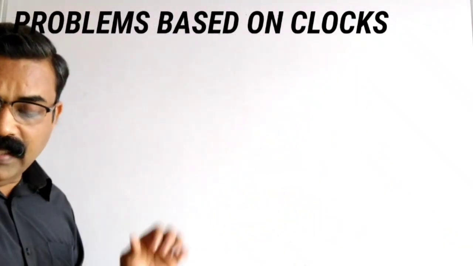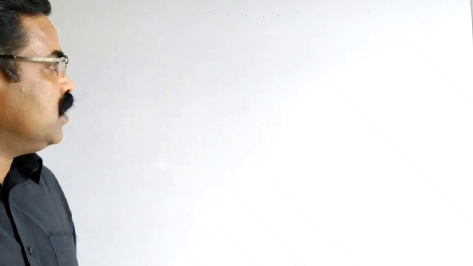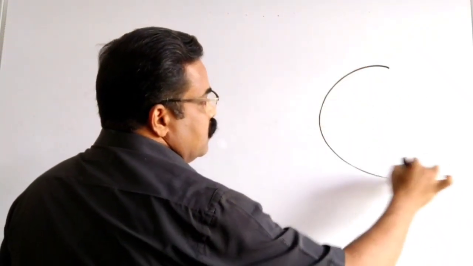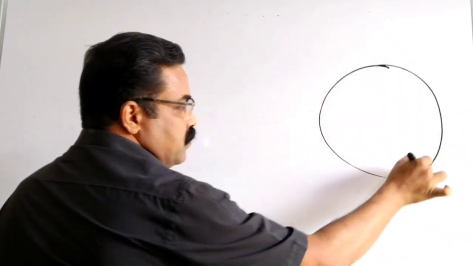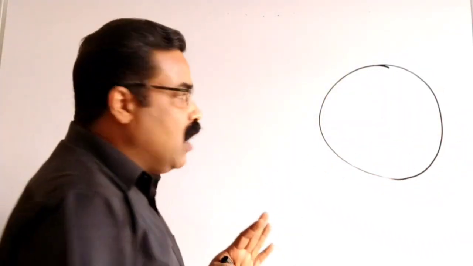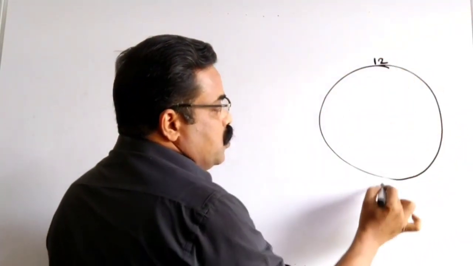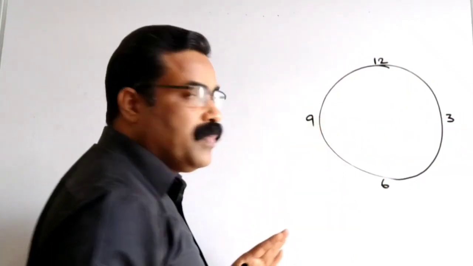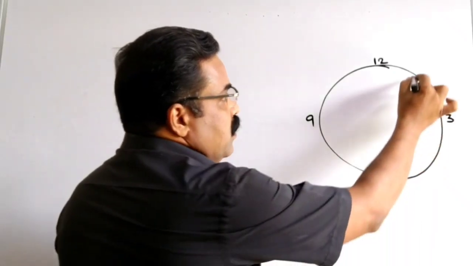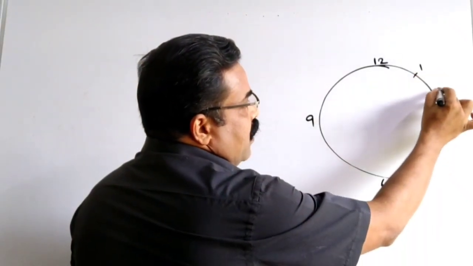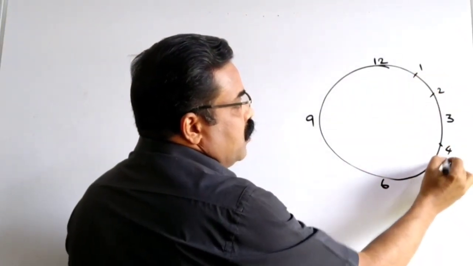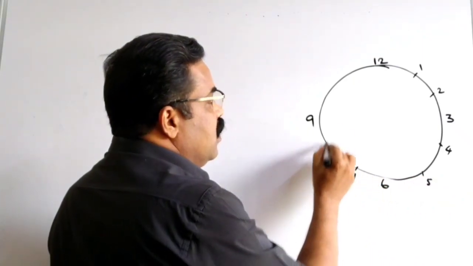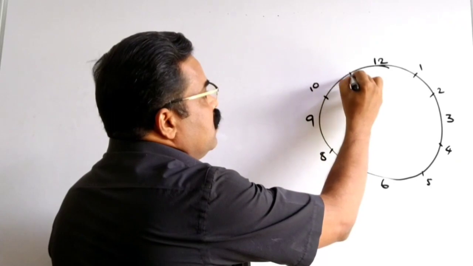When we talk about the basic concepts of clock, students, let us take this as a clock. We have 12, 6, 3 and 9, and let us mark it here as 1, 2, 4, 5, 7, 8, 10, 11.